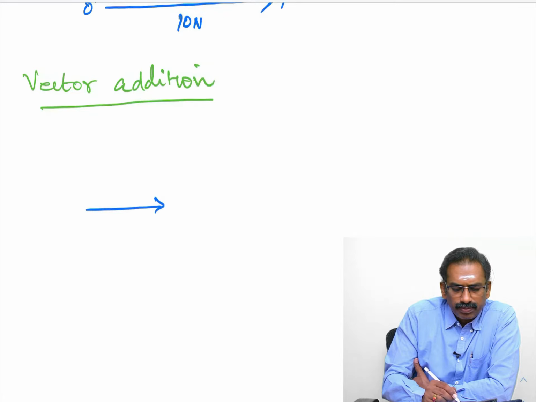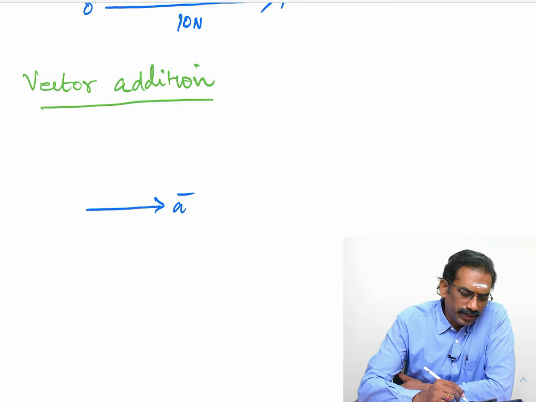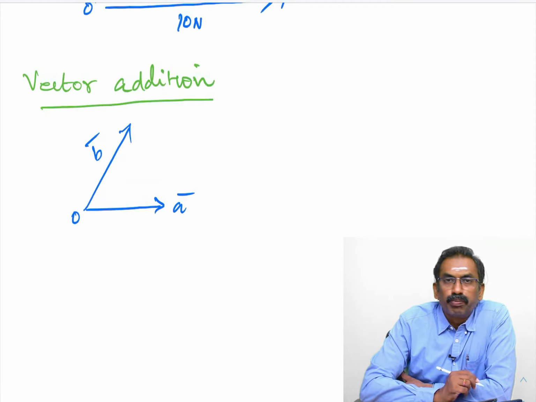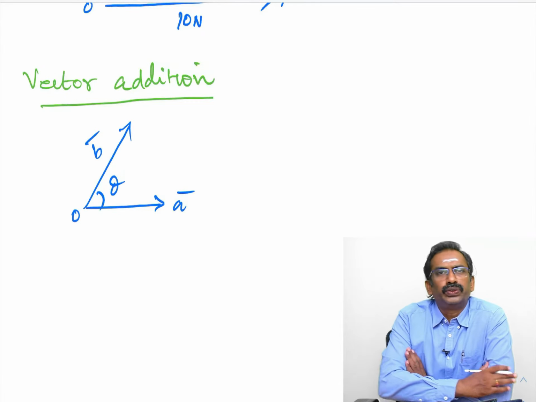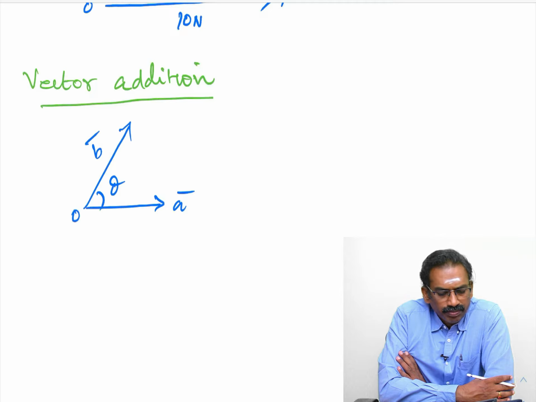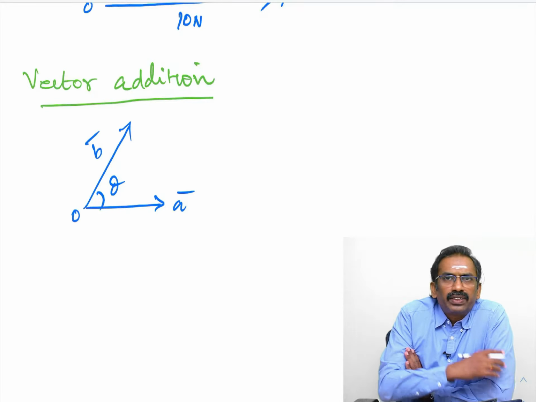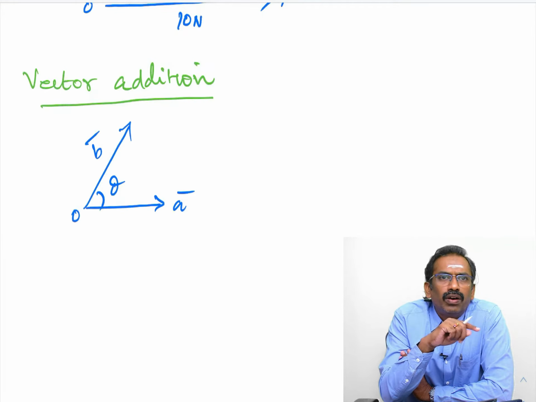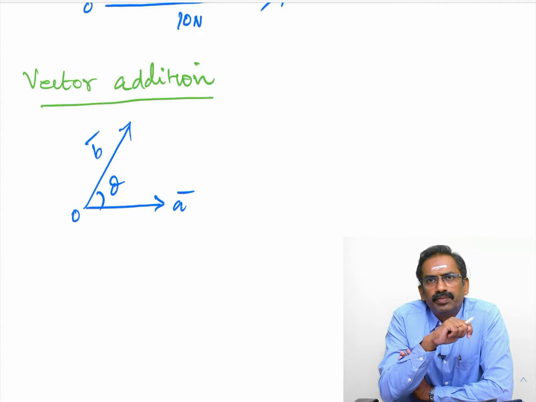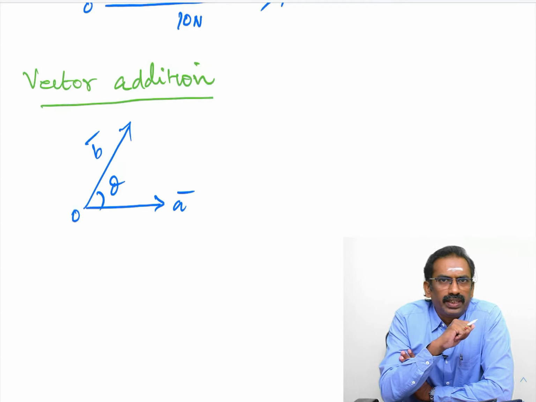This is A vector, this is B vector. Both are acting at the point O at an angle theta. How to add these 2 vectors? We are going to see. If you take a vector where it starts, that is called the origin of the vector, where it ends, that is called a head of the vector, origin and a head, or tail and a termination, we can say.